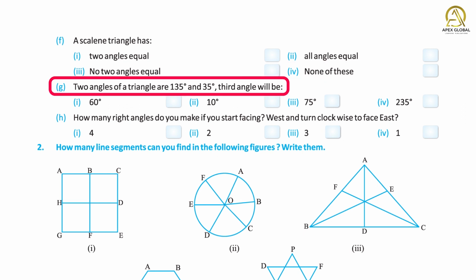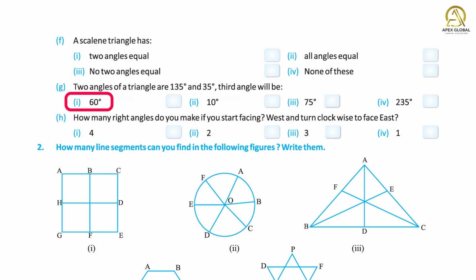G. Two angles of a triangle are 135 degrees and 35 degrees. The third angle will be: first, 60 degrees; second, 10 degrees; third, 75 degrees; fourth, 235 degrees. Solution: second, 10 degrees.